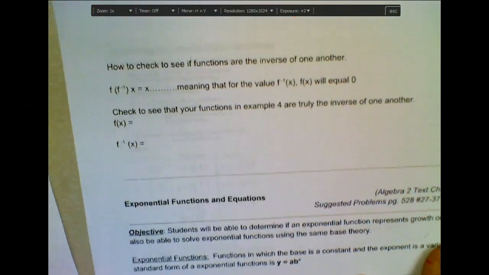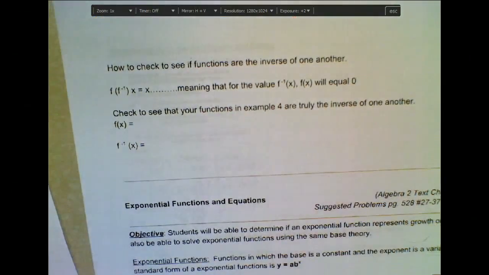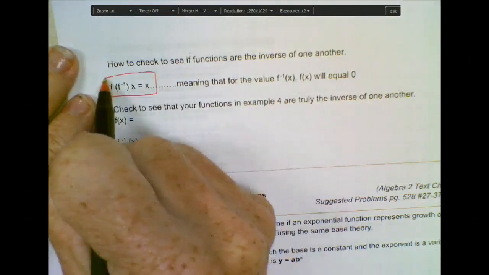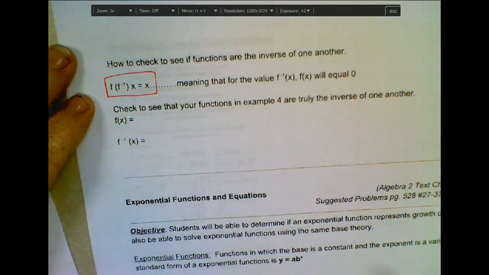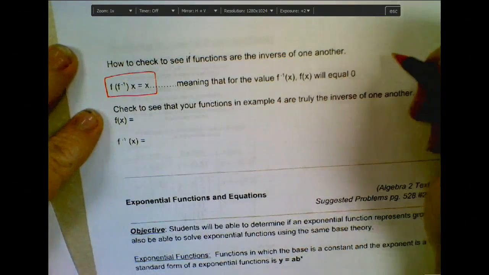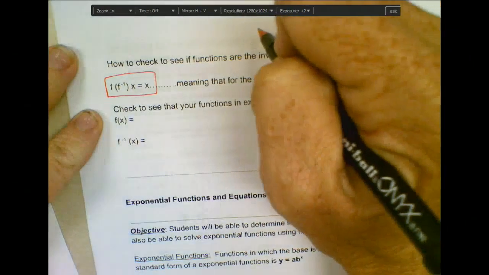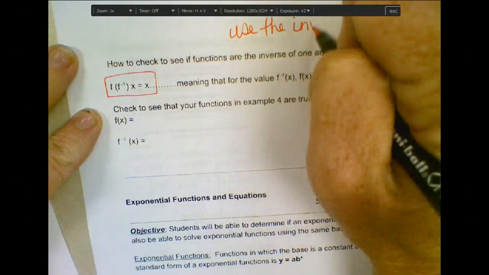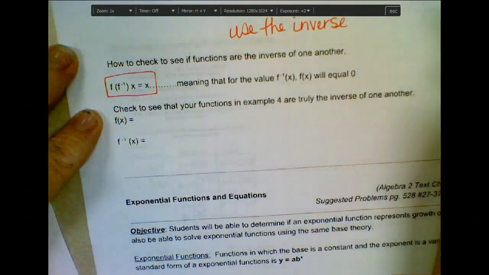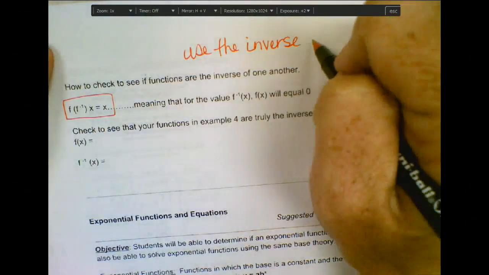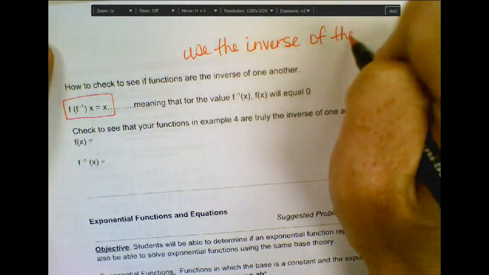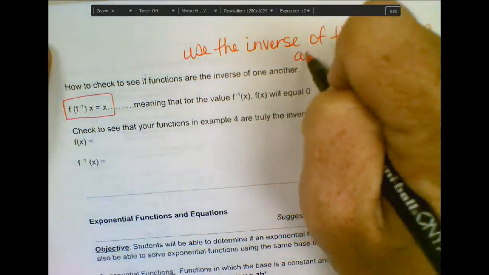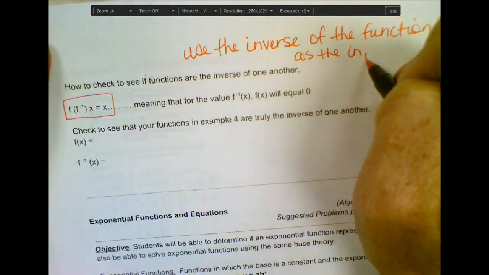So how do we check to see if they are in fact inverses of one another? This is our function. If I use the inverse of a function as the input for a function, my resulting answer should just be x. The inverses should cancel one another out. So you're using the inverse of the function as the input of the function.